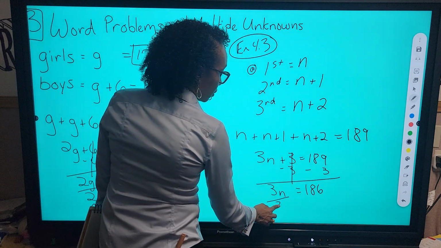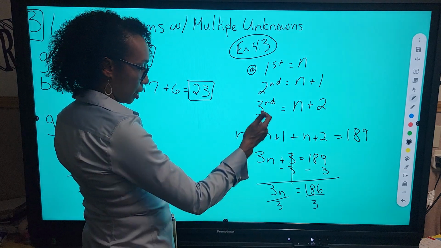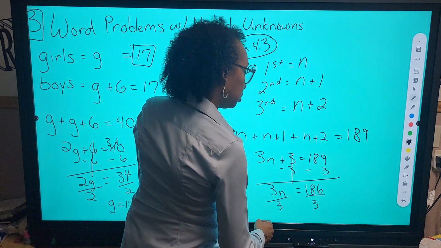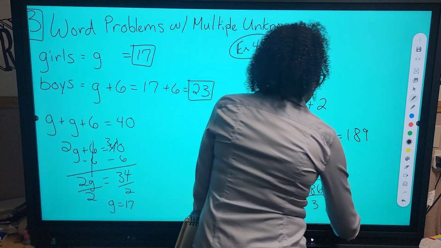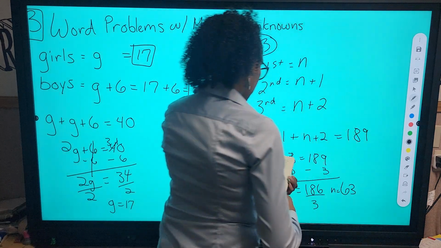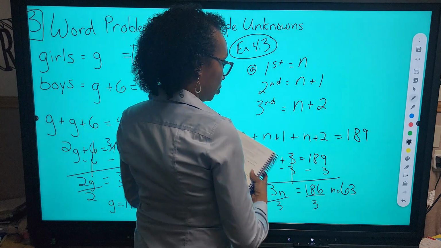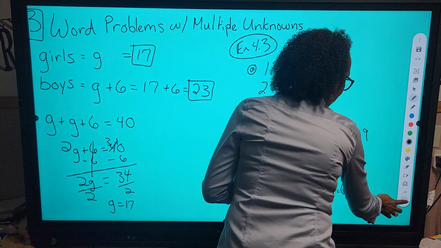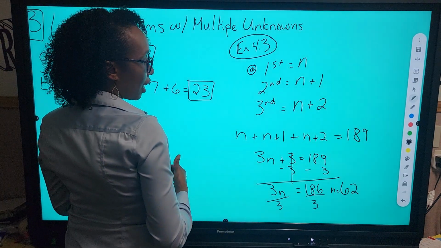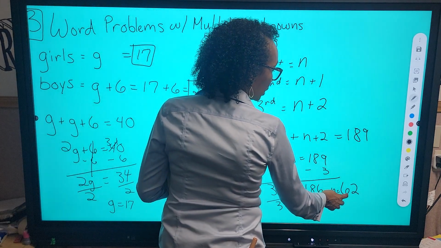To completely isolate the variable, we'll divide by 3. And then 3 into 18 is 6, and 3 into 6 is 2. Okay, did I do that right? Yes. Nope, 62. That's what I get for working a little faster in my head there. All right, so our first answer we have is that n equals 62.